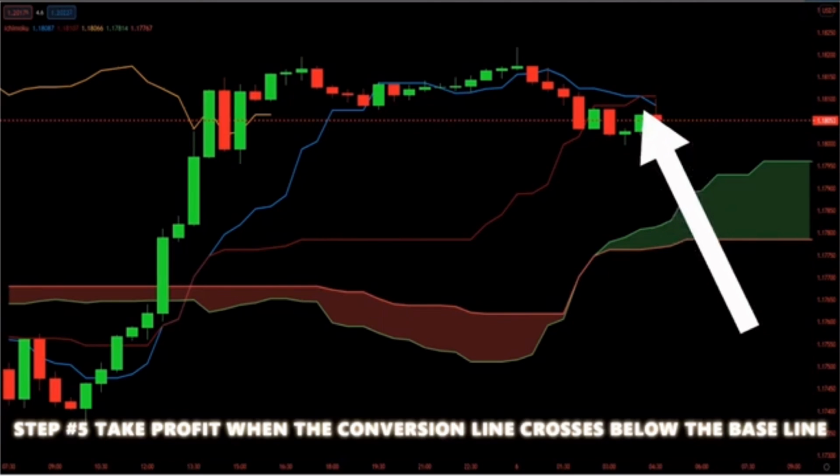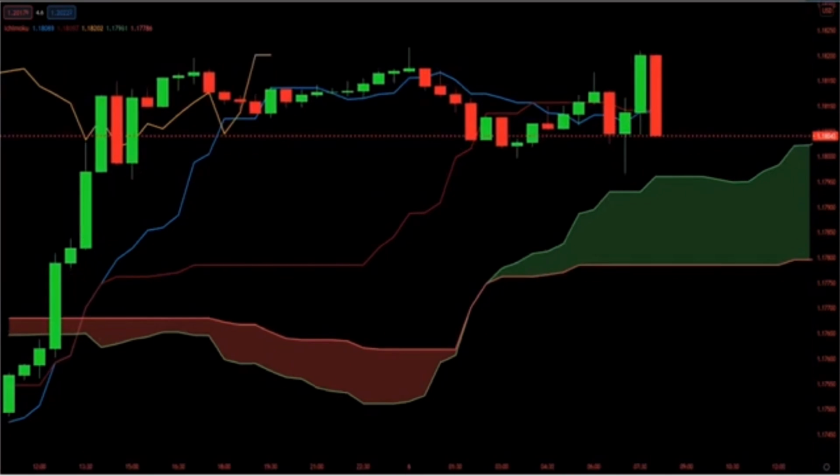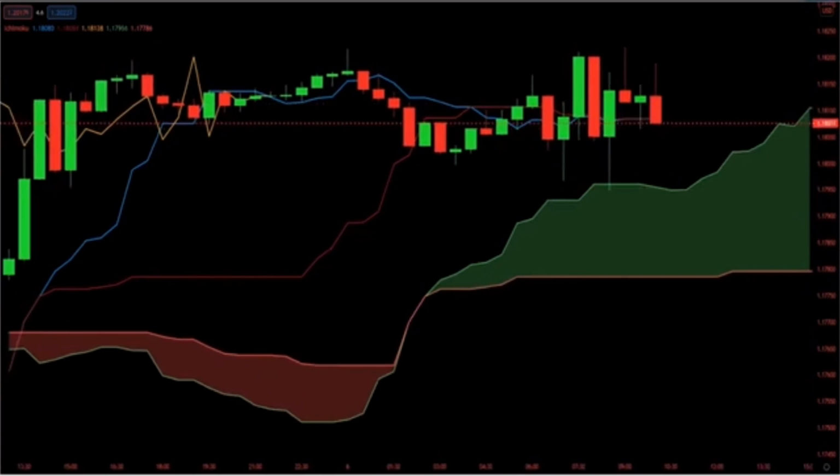Alternatively, you can wait until the price breaks below the cloud, but this means risking to lose some parts of your profits. In order to gain more, sometimes you have to be willing to lose some. Now, what do we think about this strategy?